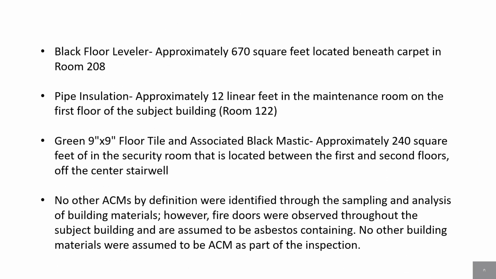Atlantic City. Black floor leveler was discovered under the carpet in room 208. Pipe insulation was discovered in the maintenance room on the 1st floor in room 122. Floor tile and black mastic were discovered in the security room located between the 1st and 2nd floors off the center stairwell, and no other ACMs were identified. However, there are fire doors that are presumed to be asbestos-containing throughout the building.